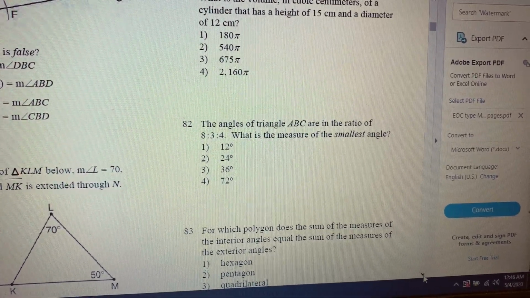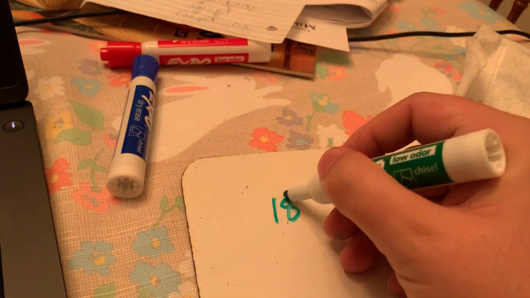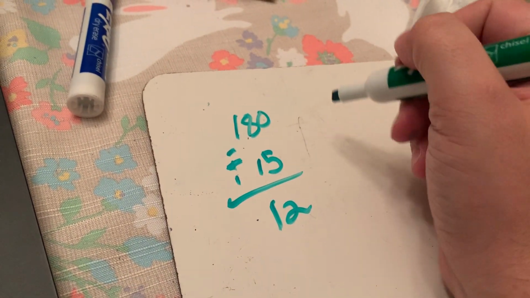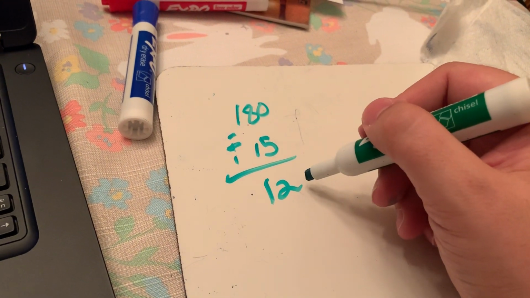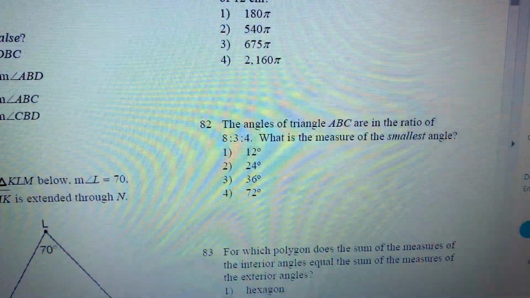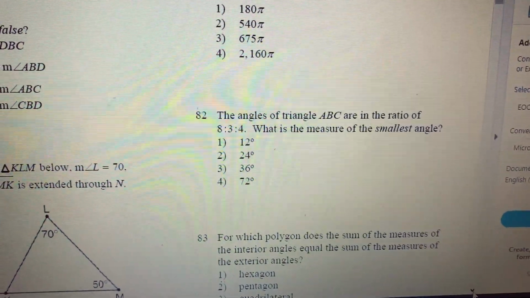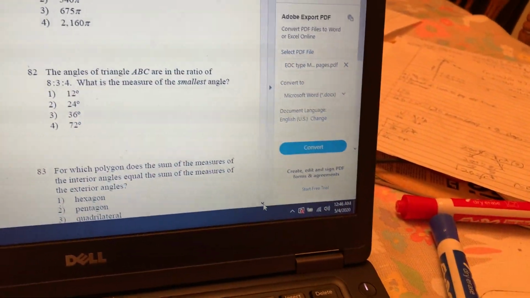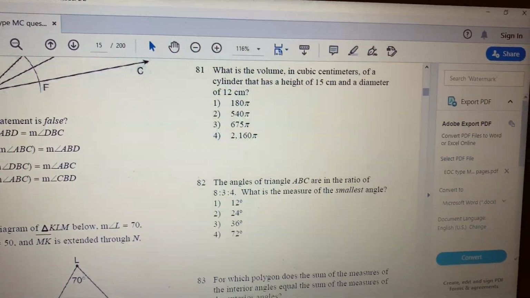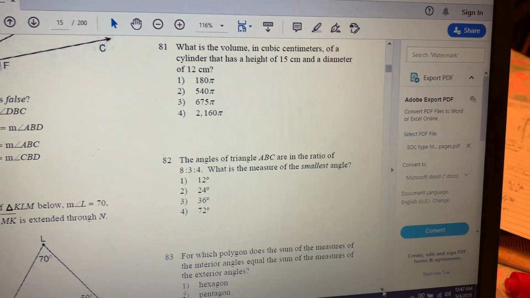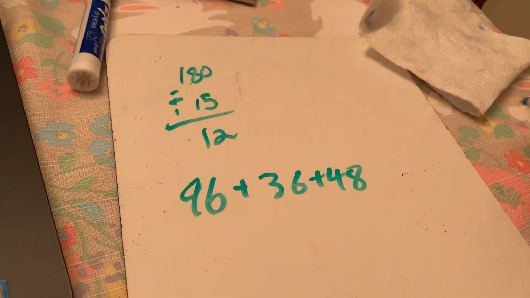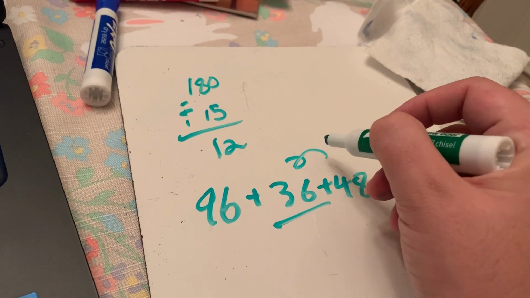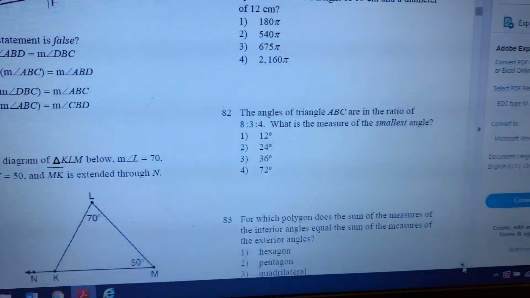So we got to figure out one part, all right? So we do 180 divided by 15, which I know is 12. Again, you can punch in your calculator, check, right? So one part is 12. So we're at a ratio of 8 to 3 to 4, all right? So if you want to double check and be sure, you can multiply all those by 12. So 8 times 12, which is 96. 3 times 12, which is 36. And 4 times 12, which is 48. If you really want to add those all up to double check it, you can. It will be 180, I promise. The smallest one is 36 degrees, which is answer choice 3.